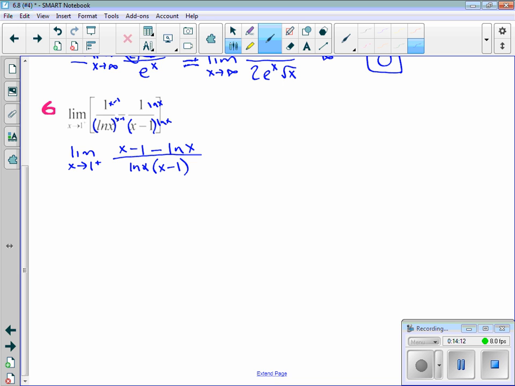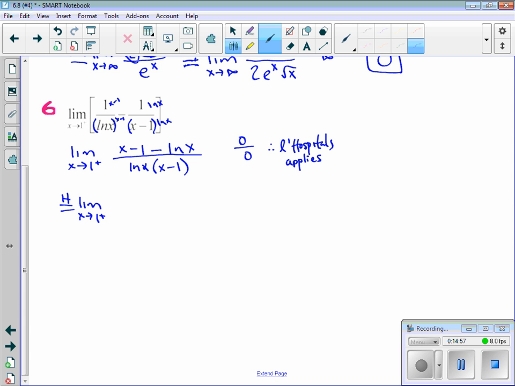And do not try to cross out those x minus 1s or natural log x's or anything like that. You have to be able to factor the entire thing out of the numerator and out of the denominator for them to cancel. So if we try to plug in now, in the numerator we get 1 minus 1 minus, what's natural log 1? 0. So we get 0 on the top. And the denominator I get what? 0. Any questions so far on this one?